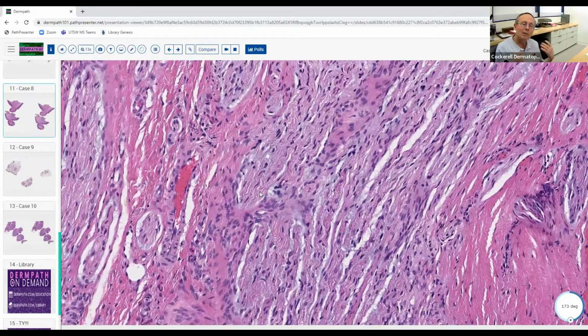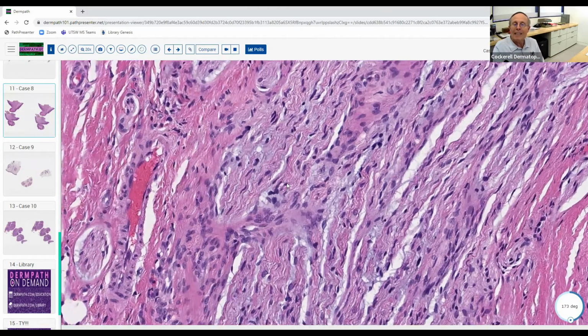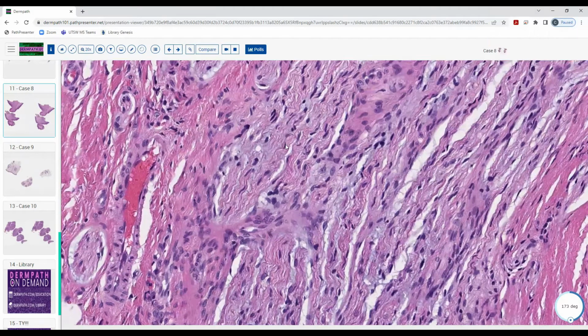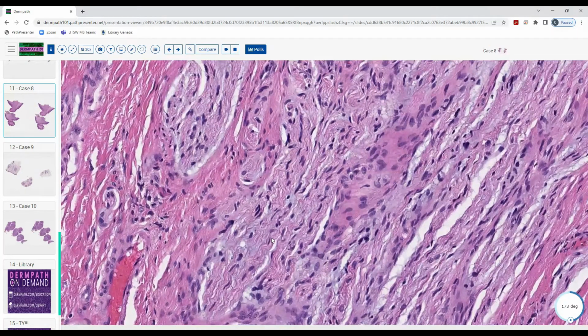You can get spindle cell endothelial cells, spindle cell squamous cells in a spindle cell squamous cell carcinoma, and melanocytes can be spindle cells. So there's a bunch, but those are the three main ones when we think about the spindle cell neoplasms that we see in the skin. So of those three, which do you like here? Smooth muscle.